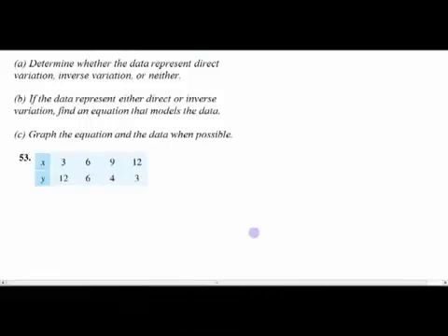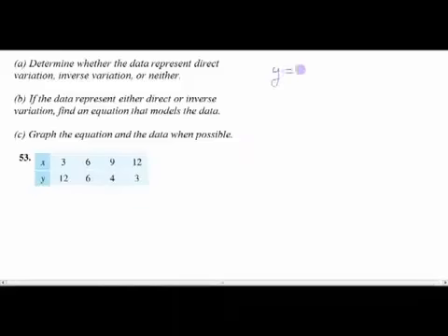Let's look at this data and decide whether it's direct, inverse, variation, or neither. First of all, we're looking at the data, and the x is going up, and the y is going down. So this can't be a direct model. Remember, with a direct model, when x goes up, y also goes up. The inverse model is when if x goes up, y goes down. So that's what we're looking at here, is probably an inverse model.